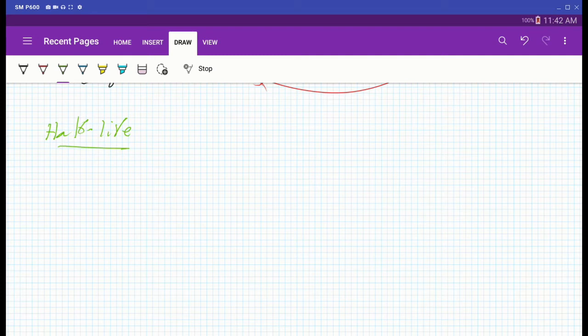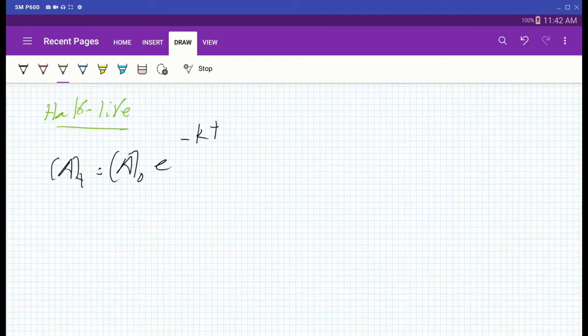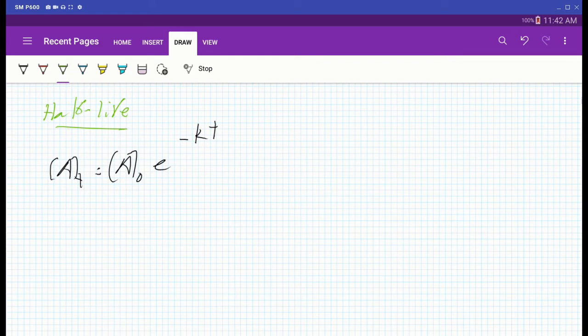So I'm going to start with the exponential form. Concentration as a function of time is the initial concentration times e to the minus kt. The methodology is exactly like what we did for a zeroth order reaction, and it's exactly what we're going to do for a second order reaction. At the half-life, two things are happening. The concentration as a function of time is half the initial concentration.